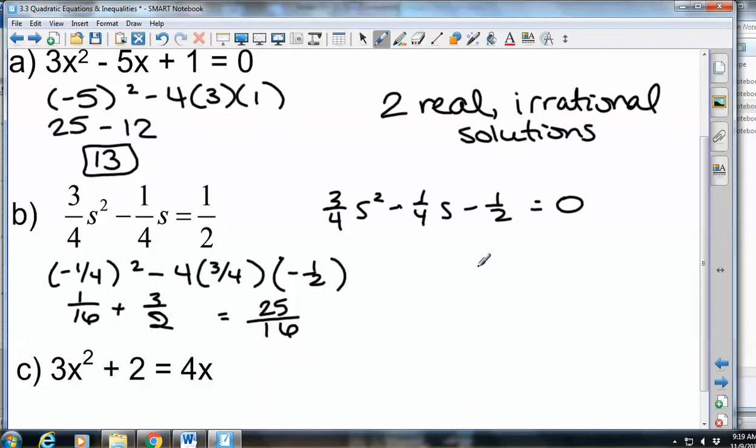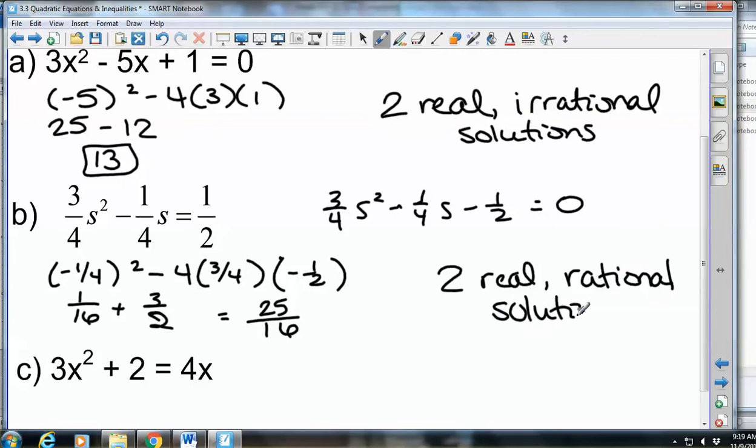So, real or imaginary? Real. 1 or 2? You're going to get 2. The only time you get one answer is if that's a 0 right there. So we have 2 real. Will it be rational or irrational? Rational. You can do the square root of that.